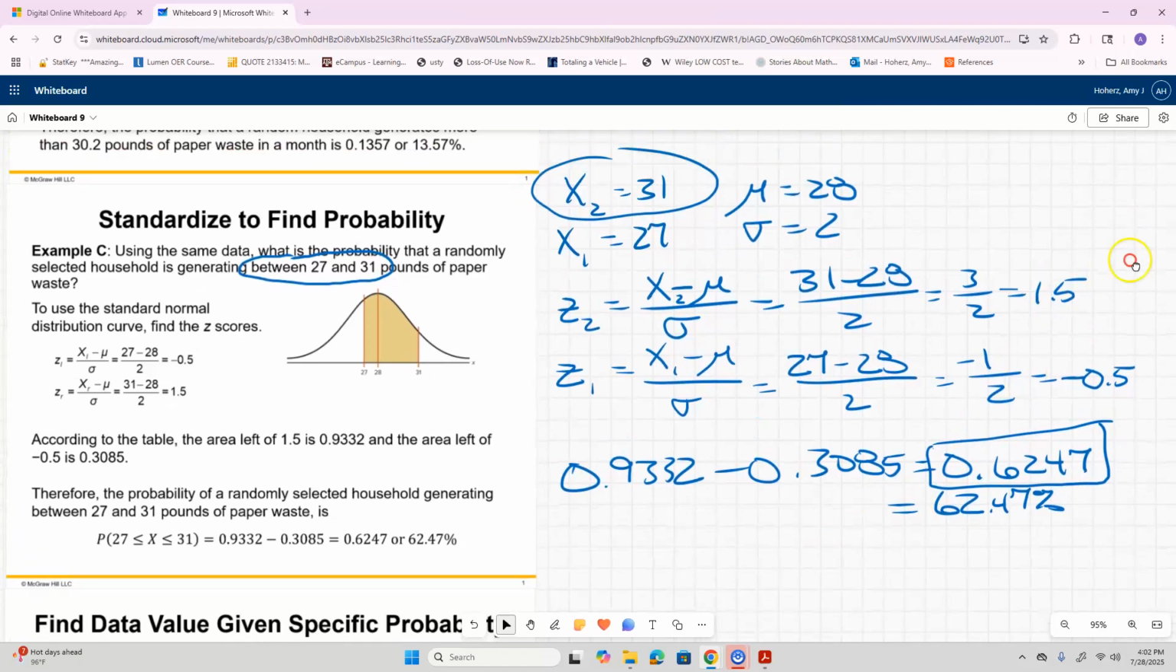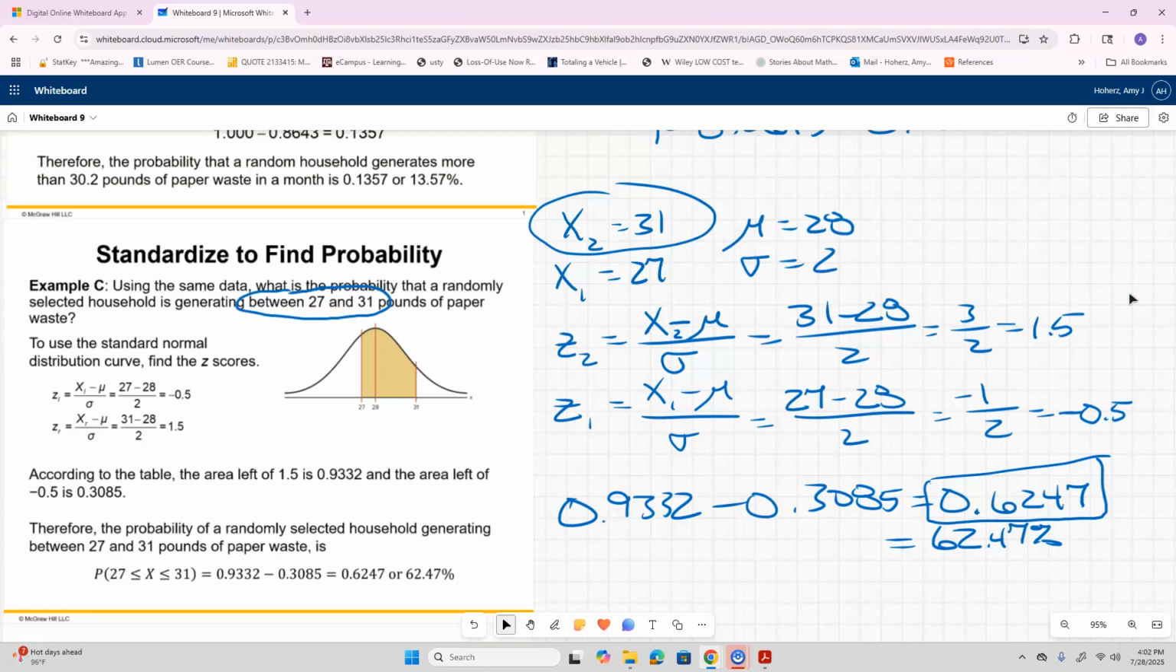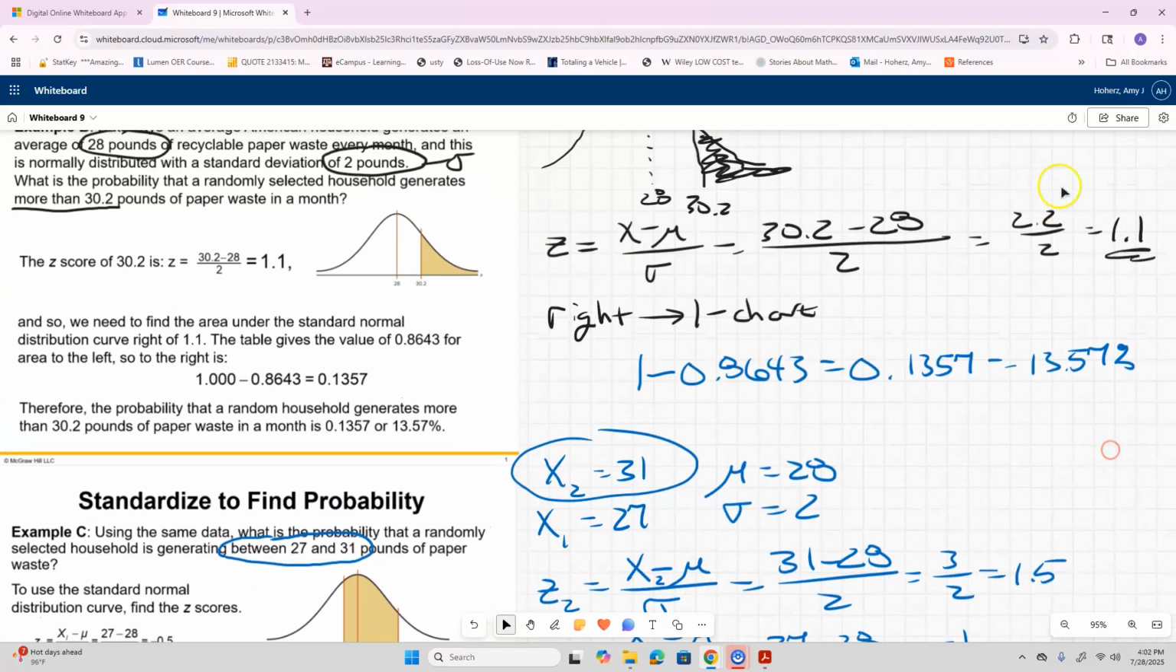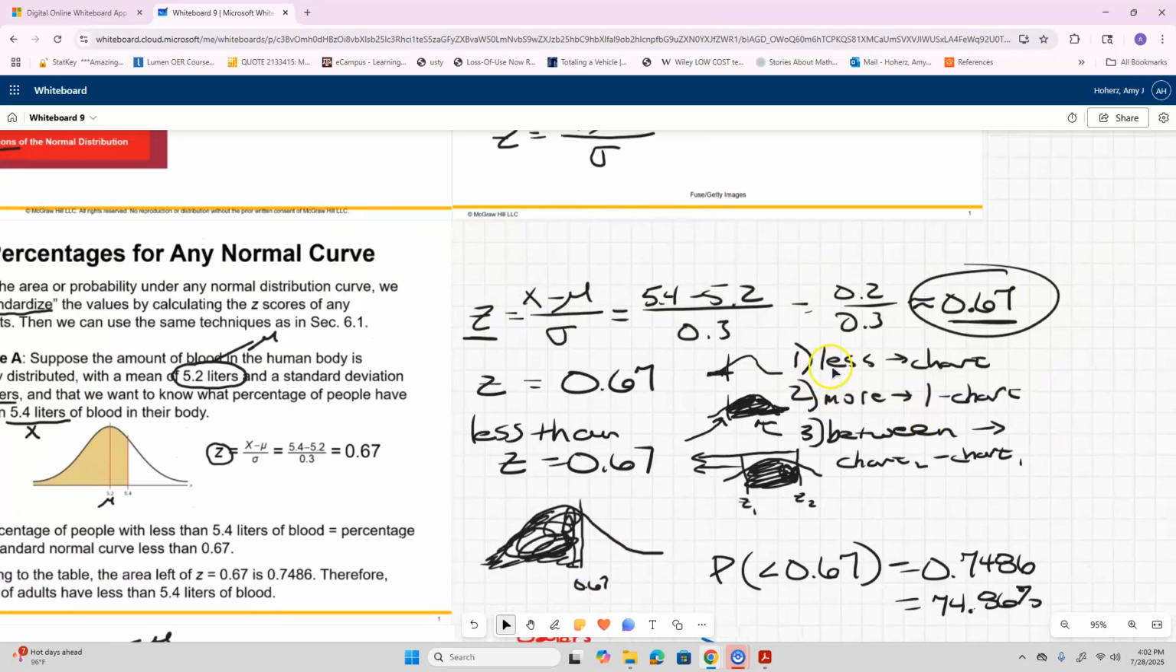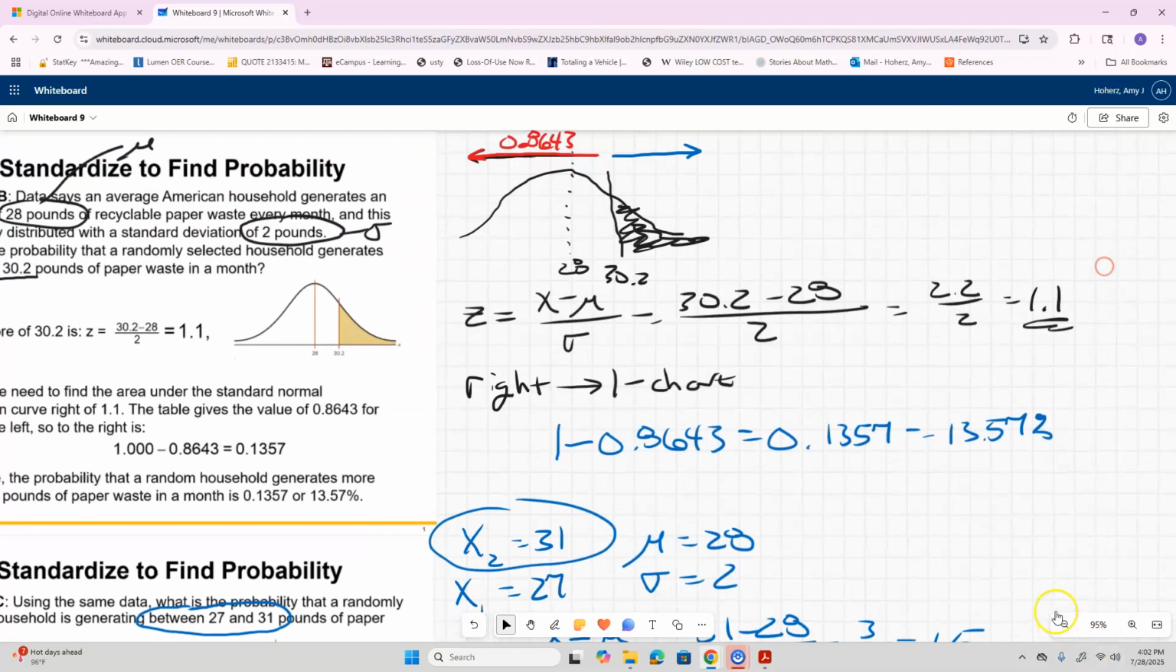Okay, so now we've done all three types. The only difference between these and what we did in 6.1 is that in 6.1 you were just handed the z-values. Here they gave us the x values and we had to compute our own z-values. So there was one extra step before we went to the chart. But once we went to the chart, there were still the three possibilities. If it was below, we just went to the chart. If it was above, we did 1 minus the chart. And if it was between, we did chart 2 minus chart 1. Less than, go to the chart. More, 1 minus chart. Between, chart 2 minus chart 1.